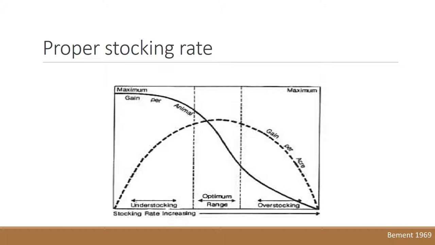Then you get to a point where the production per animal is becoming so prohibitive that you're starting to lose gain per acre. So that optimum is somewhere in the middle, where you have very good gain per animal, but you're also increasing the gain per acre.